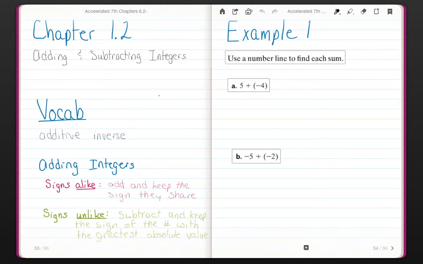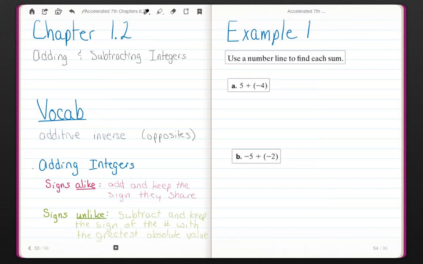Chapter 1.2, Adding and Subtracting Integers. So the vocab for today is the term that I used yesterday in Chapter 1.1, additive inverse. Two numbers whose sum is 0 are additive inverses. So think opposites. Okay, and we'll come back to this later in example 3.